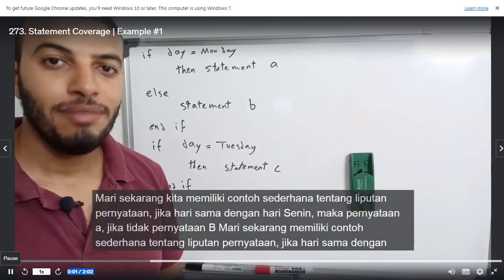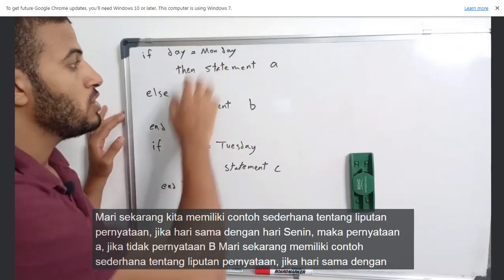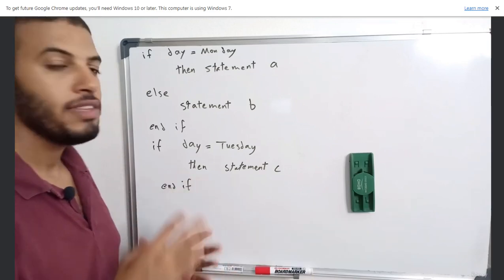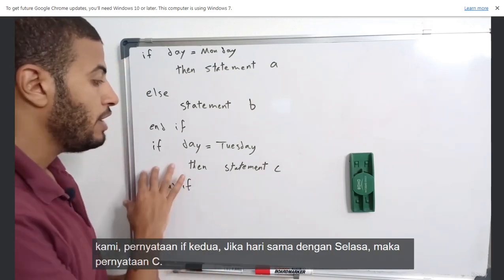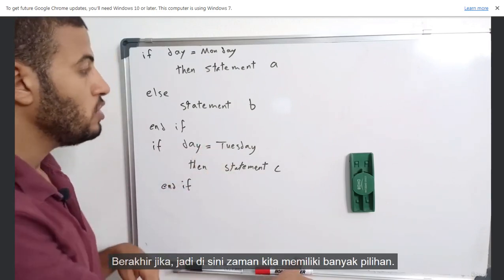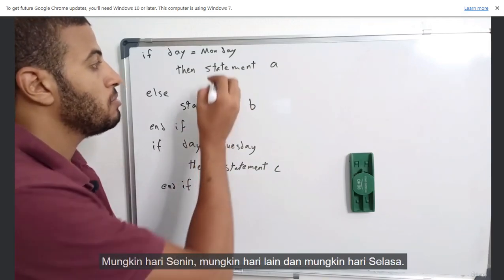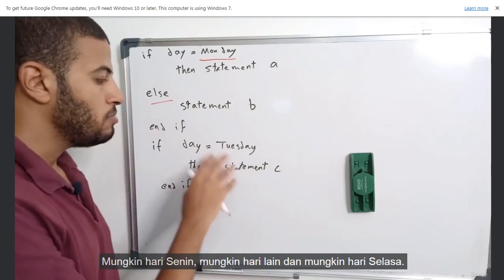Let's now have a simple example on statement coverage. If day equals Monday, then statement A, else statement B, end if. So this is our first if statement. The second if statement: if day equals Tuesday, then statement C, end if. So here, our day has many choices. It might be Monday, it might be any other day, and it might be Tuesday.